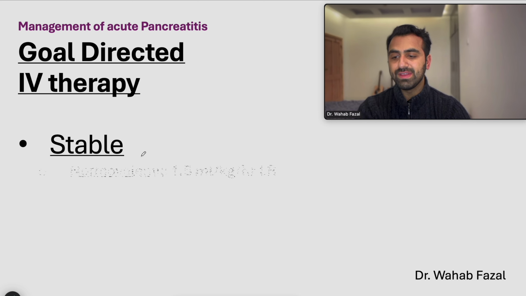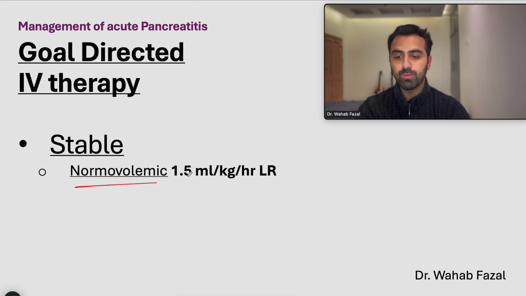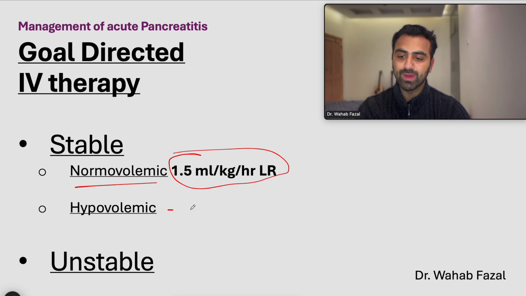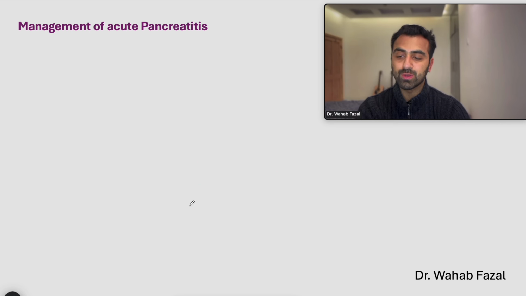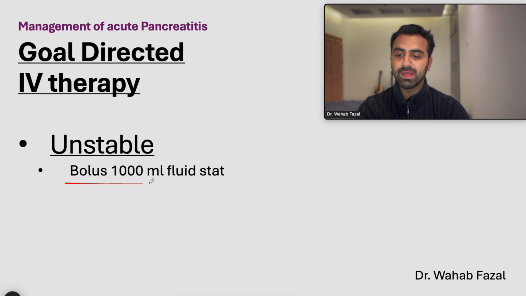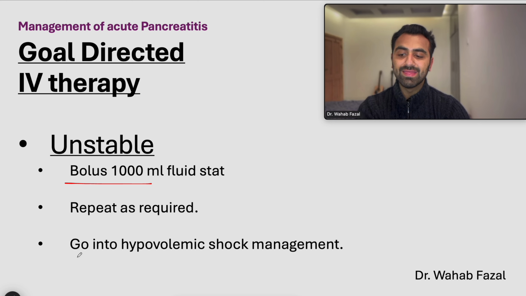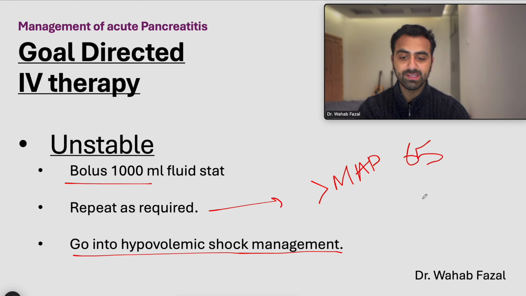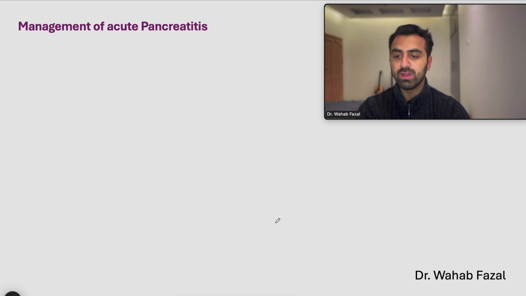Then goal-directed IV therapy. If the patient is stable and normovolemic, you want to start them at this rate. And if the patient is hypovolemic, you want to give them a bolus of 500 to 1000. And if the patient is unstable, you want to start them on a bolus of 1000 ml fluid stat. You want to repeat as required and then go into hypovolemic shock management if that patient does not maintain their MAP greater than 65.